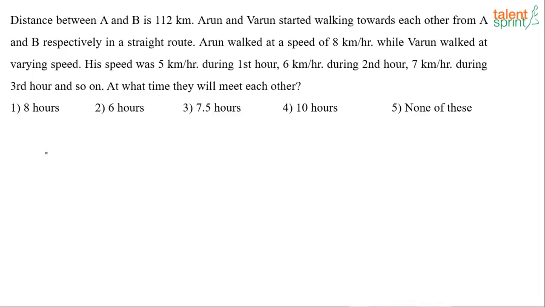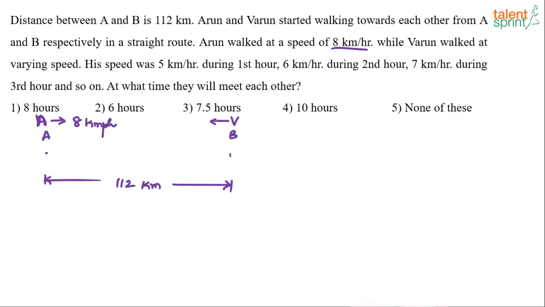So if you understand the situation here, we have two points A and B. The distance between the two points is 112 kilometers. Now let's say Arun starts from point A and Varun starts from point B, and they're going towards each other. So Arun goes towards Varun and Varun goes towards Arun in a straight line. Arun's speed is constant. Arun runs at a speed of 8 kilometers per hour.